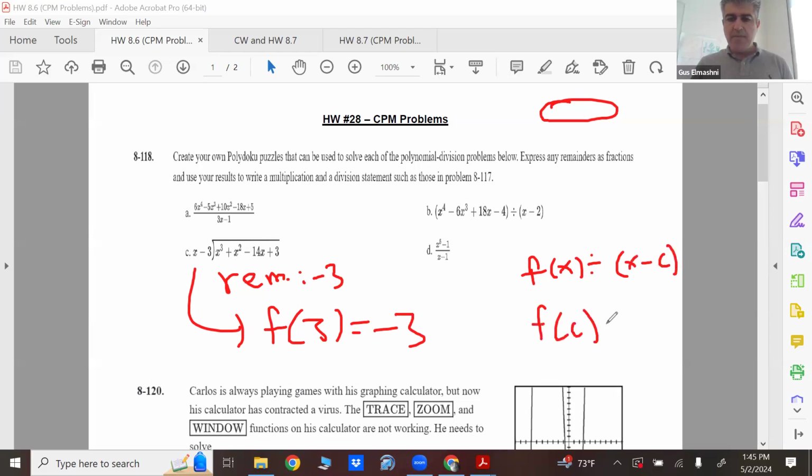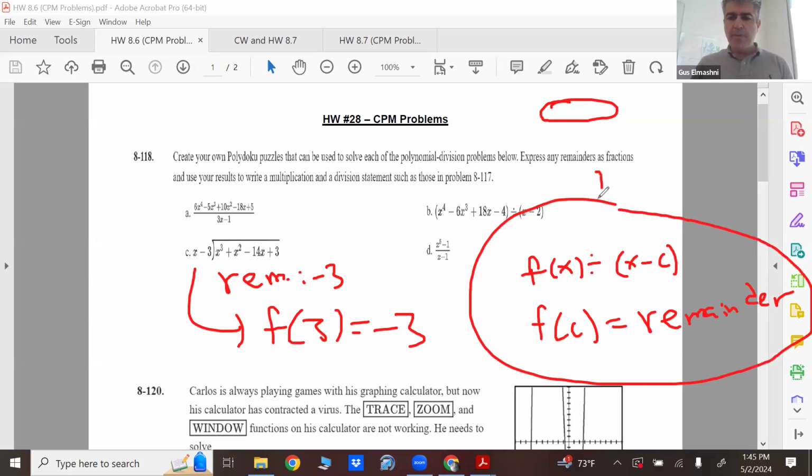f of c will equal the remainder. That right there is the remainder theorem. That's actually the best way of writing it. They're a little confusing with their wording, I think, personally. So what's f of x here? f of x is all this junk, right? And that's x minus c.